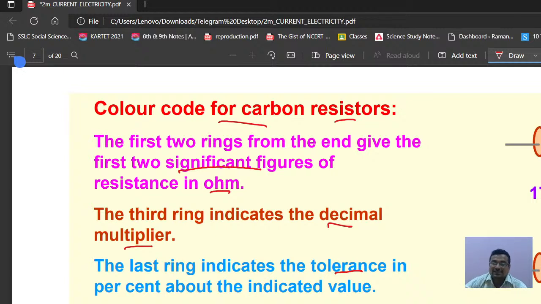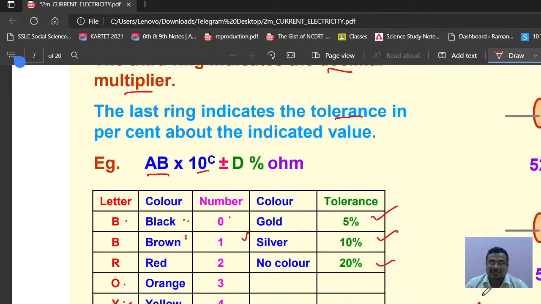Now let's see what is the value of this resistor. Green color. My dear friends, what is the value of green color? See here, this is the green color. Its value is 5. Red color number is 2. So it is 52.